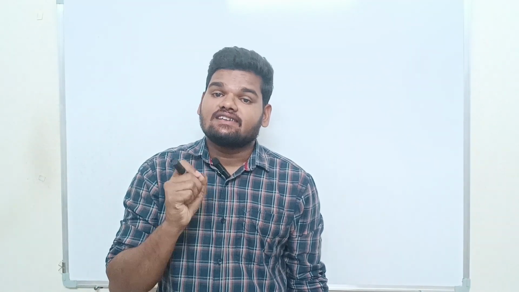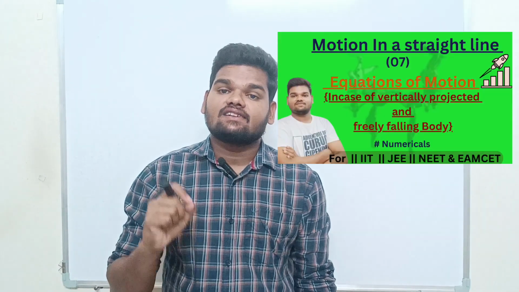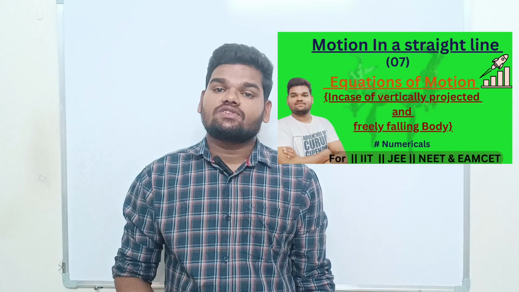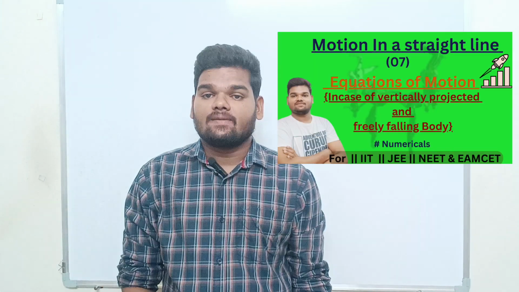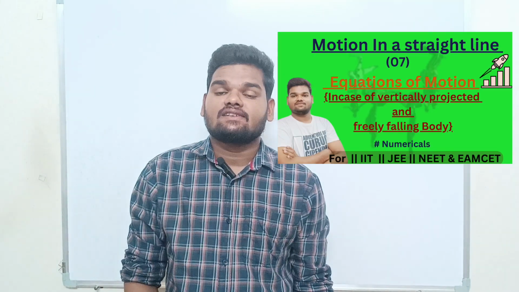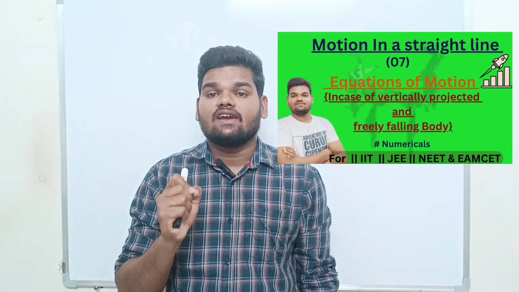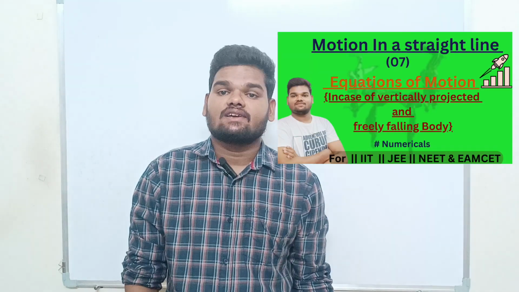As we know, the series on motion in a straight line is going on, and we have successfully finished 7 lectures, right? In the previous lecture, we discussed equations of motion in the case of a vertically projected body and a freely falling body. We discussed graphs in these two cases, and at the end of the session, we discussed some previous year examination questions.